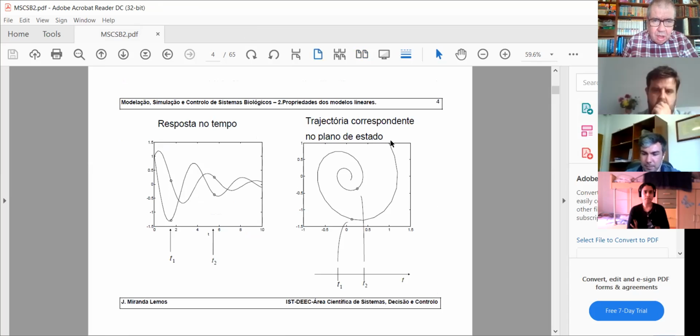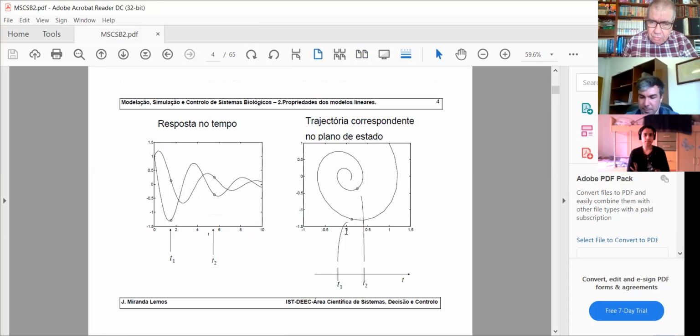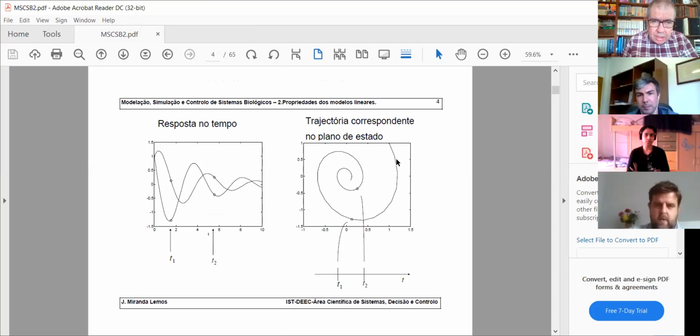So the notion of state space. You have x, the state lives in a state space. You start with an initial condition and you go on integrating the differential equation. And you have this, we call it an orbit. We call this curve an orbit or trajectory of the state.